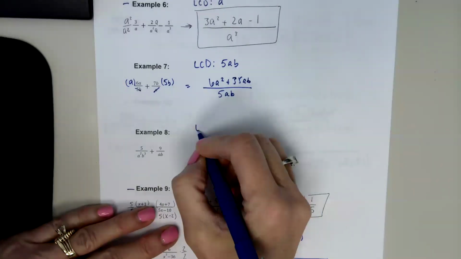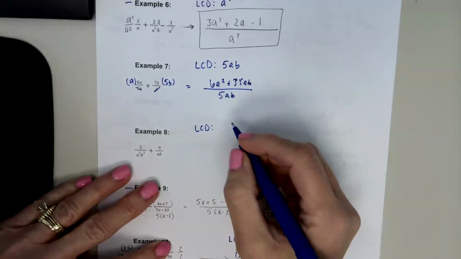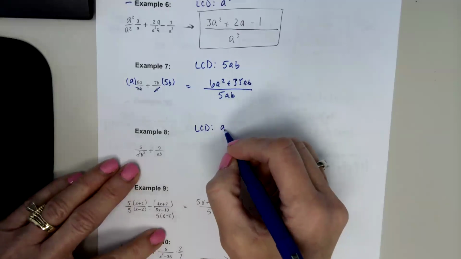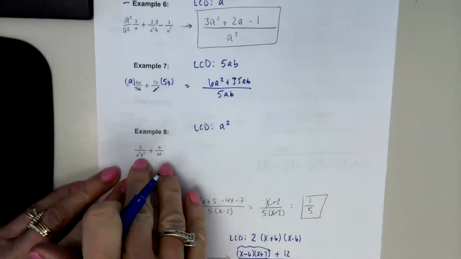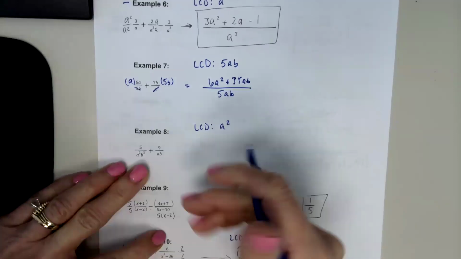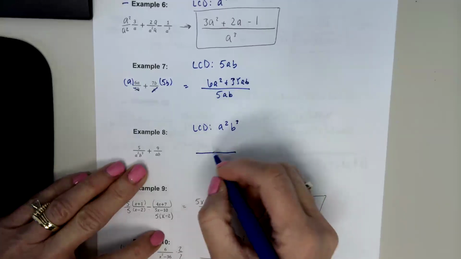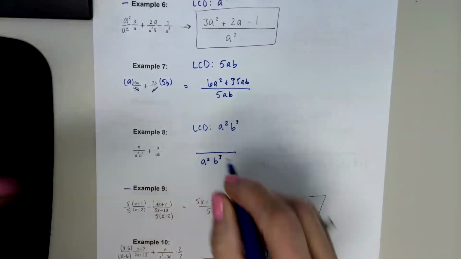Okay, the LCD for number 8. Hopefully you've taken the time to find what you think is the LCD. They both contain an A, but we have to have A squared because you have to have the largest amount of A from each denominator. And then B cubed. And so A squared B cubed is my denominator.